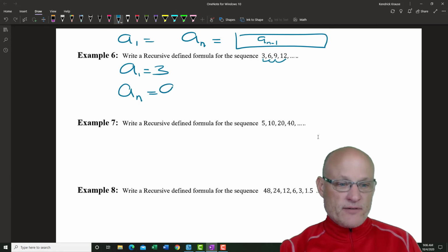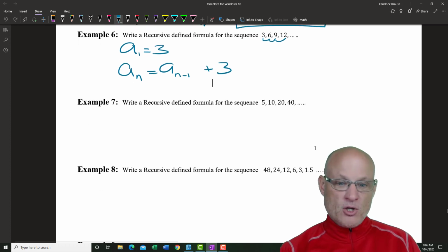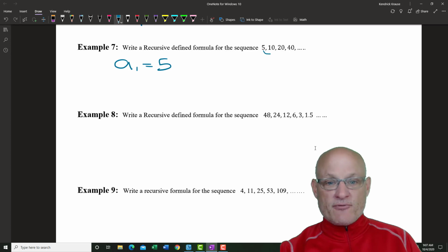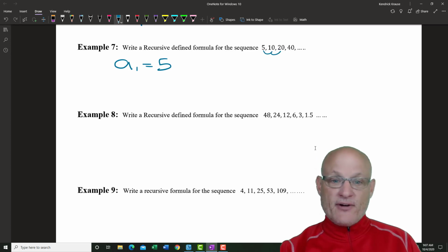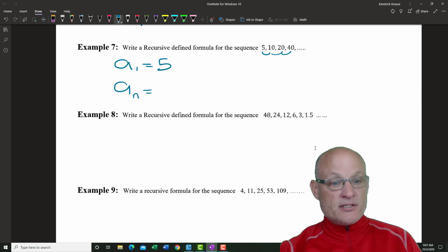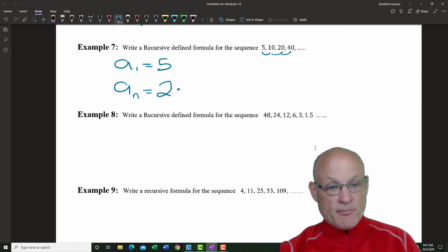So we're going to take the previous term, which is A sub n minus 1, and we're going to add 3. Okay. What are we doing here? Well, we're going to start with the first term, which is A sub 1 equals 5. Adding 5, nope, we're not adding 5. All right, let's see. We're multiplying by 2, multiplying by 2, multiplying by 2. Okay, we're multiplying by 2. So the rule is take 2 and multiply it by the previous term.